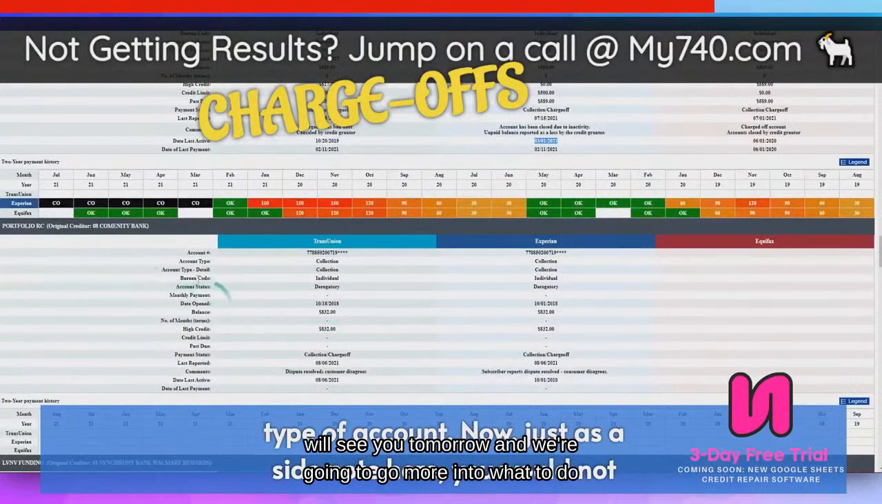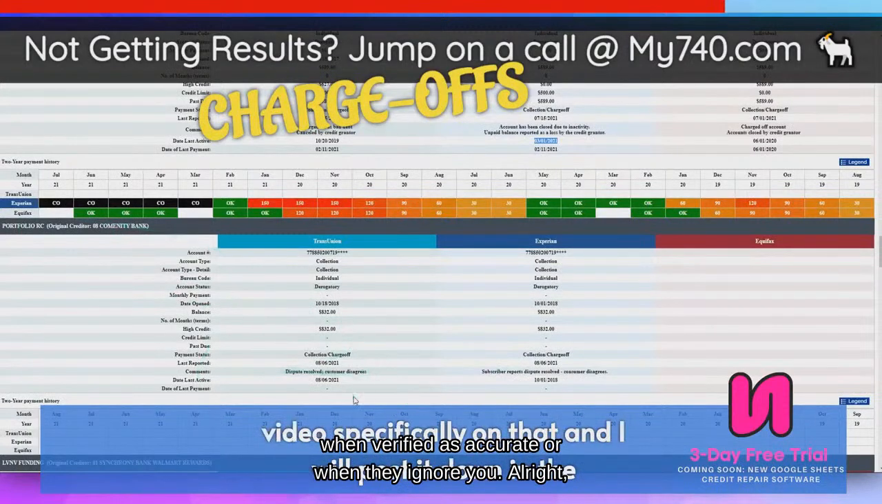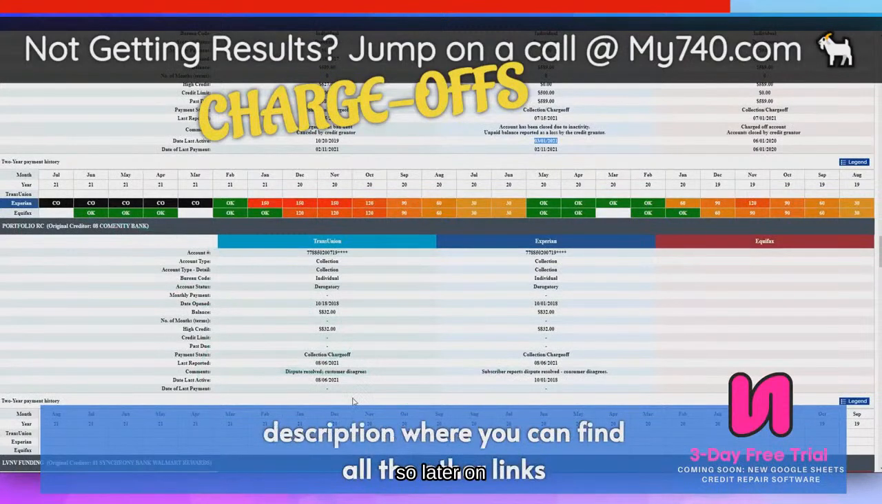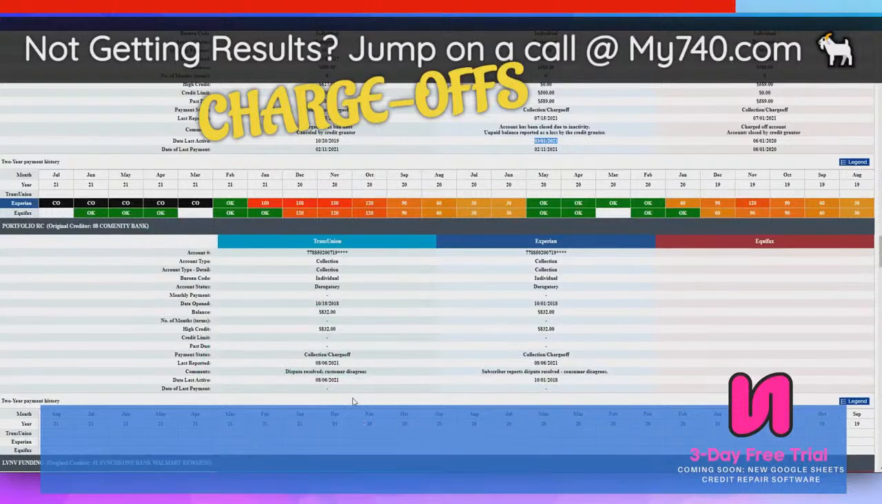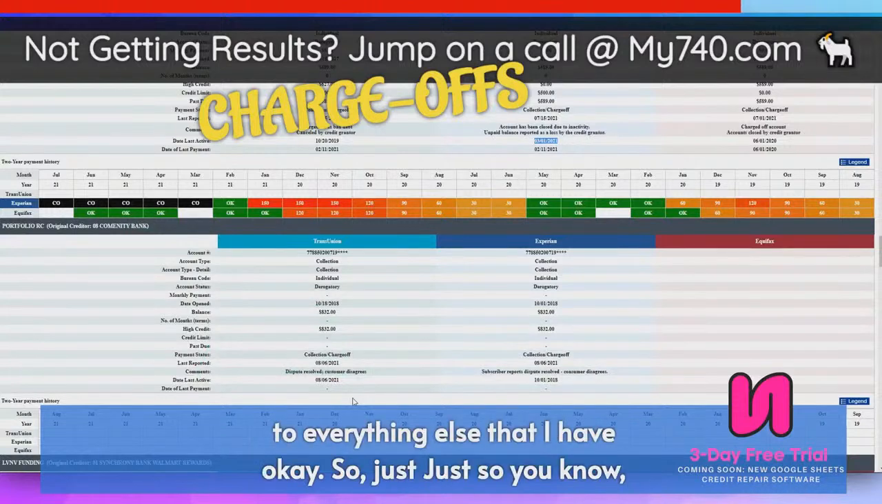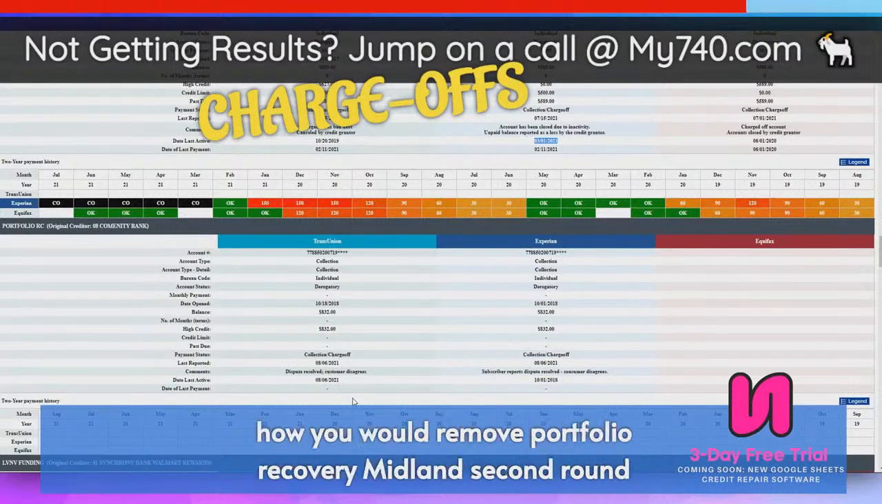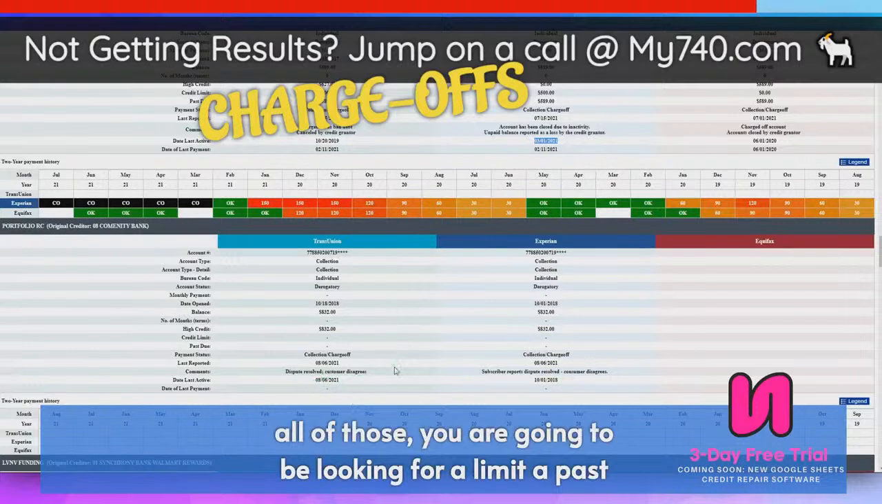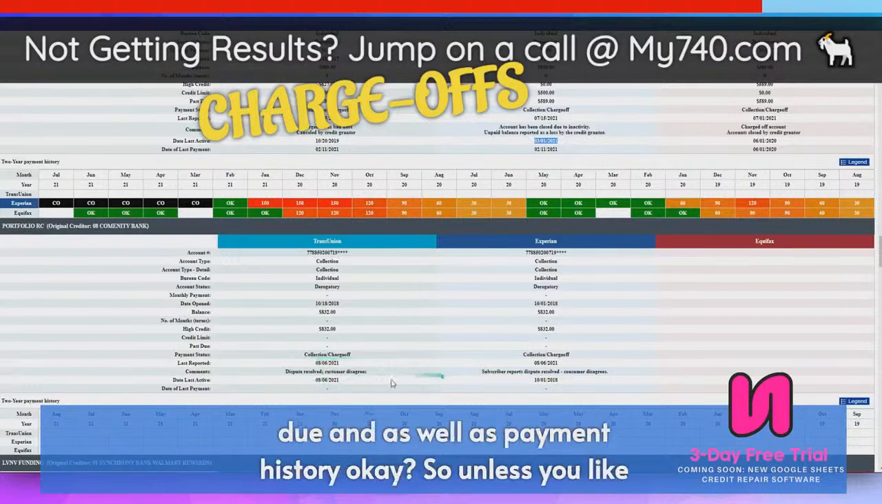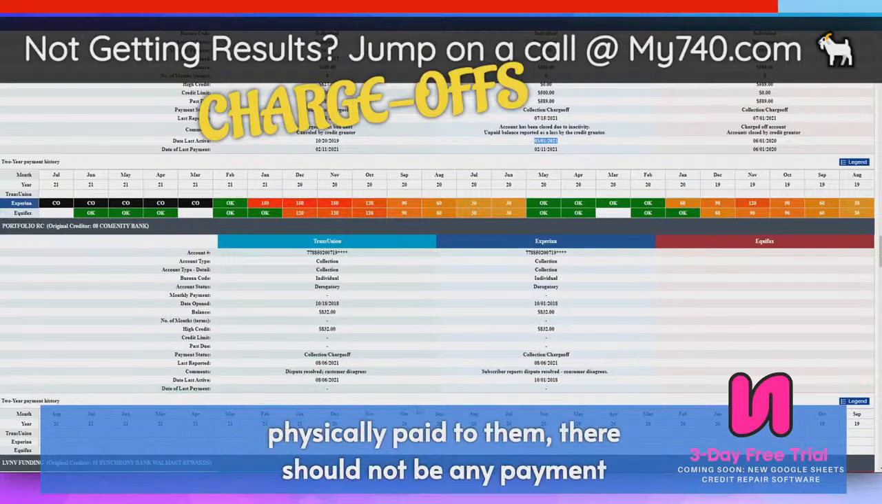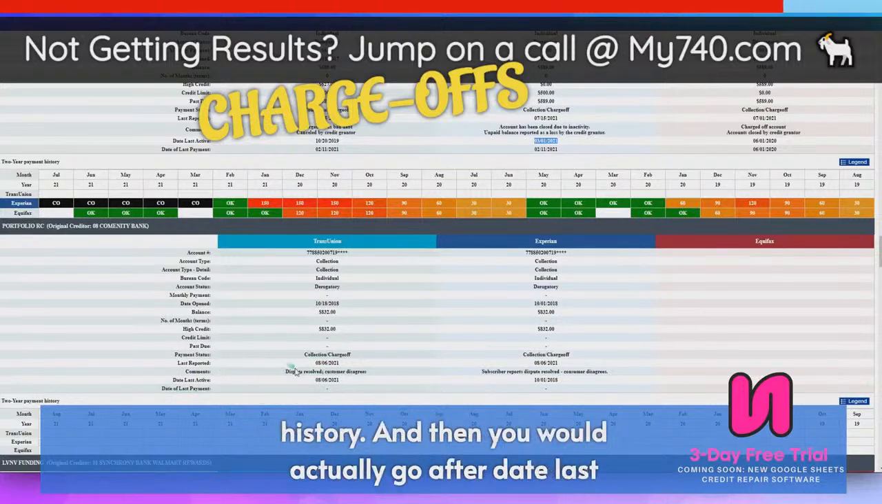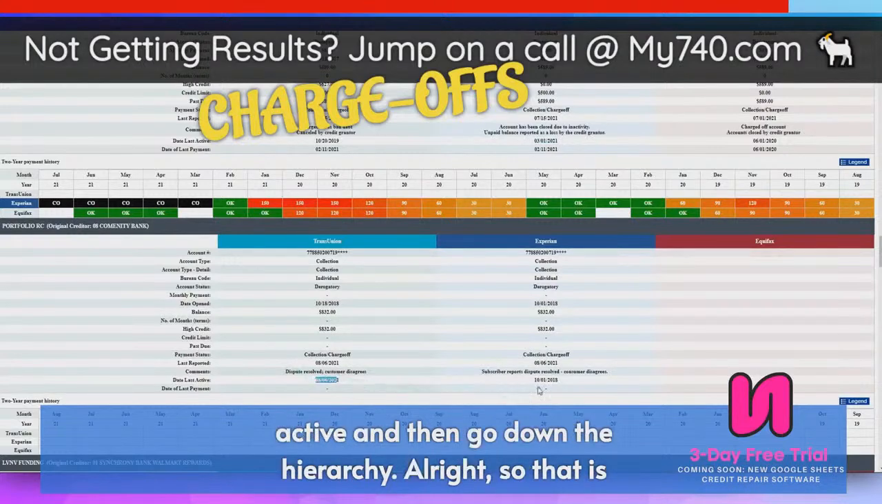Now, just as a side note here, you would not use this method to remove Portfolio Recovery. I have a video specifically on that, and I will post it down in the description where you can find all the other links to everything else that I have. Okay. So just so you know how you would remove Portfolio Recovery, Midland, Second Round, all of those, you are going to be looking for a limit, a past due, as well as payment history. Okay. So unless you physically paid to them, there should not be any payment history. And then you would actually go after date last active and then go down the hierarchy.